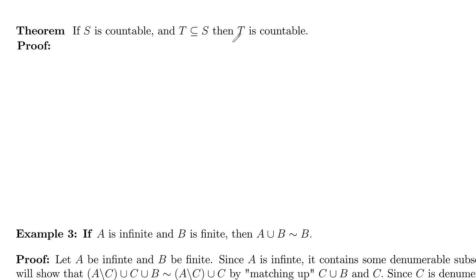The main idea is that if you've got this one-to-one onto function from the natural numbers into S, you just restrict it and you'll have a one-to-one onto function from the natural numbers to T. So it involves restricting your function F, which is one-to-one and onto. That's one of the key ideas here, because if you restrict a one-to-one onto function to a smaller domain, it'll still be one-to-one and onto.